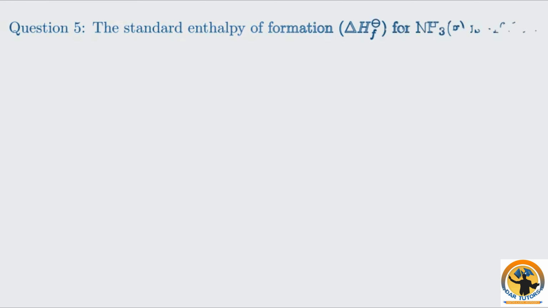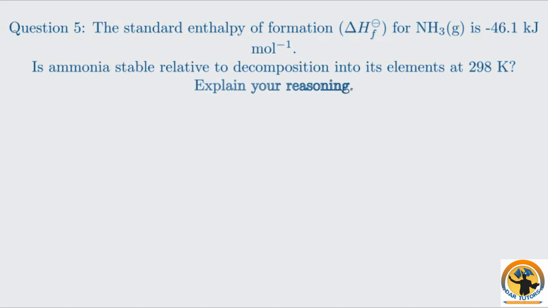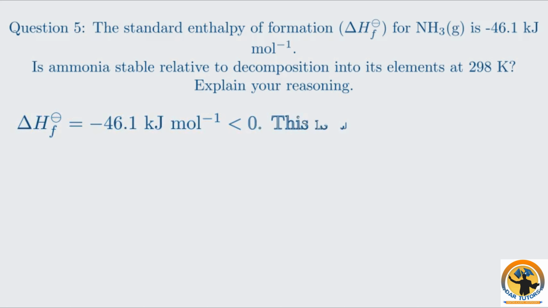Our final question for today. The standard enthalpy of formation for ammonia gas is negative 46.1 kilojoules per mole. Is ammonia stable relative to decomposition into its elements at 298 Kelvin? Explain your reasoning. This question tests your conceptual understanding of enthalpy of formation. The fact that the standard enthalpy of formation is negative tells us that the formation of ammonia from its elements, nitrogen and hydrogen, is an exothermic reaction.